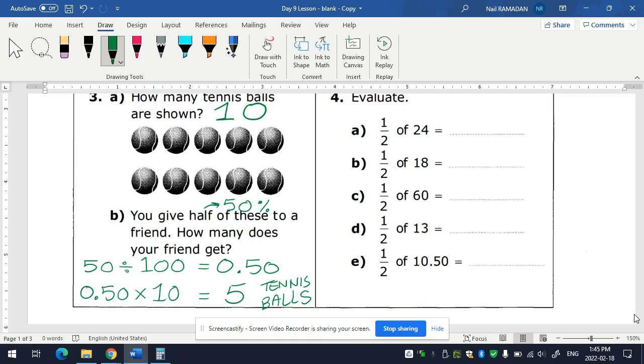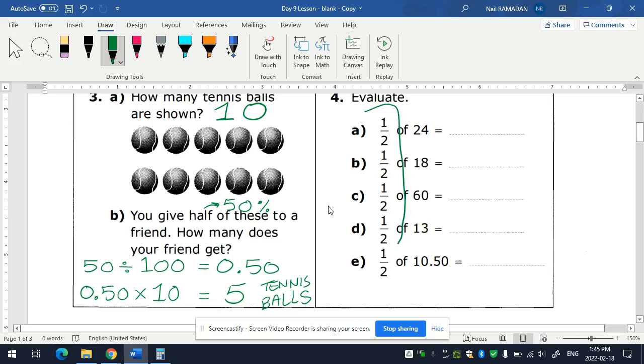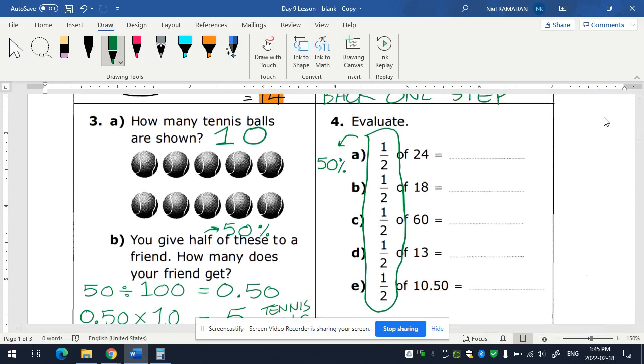Okay, guess what? This question is the same as this one. What's this fraction? All of them are half, and we said half is what? Great. So really, all of these could be just thought of as 50%, which is going to equal 0.5 when we divide. That's it. So 0.5 times 24. How much is half of 24? 12. How much is half of 18? 9. You got it.